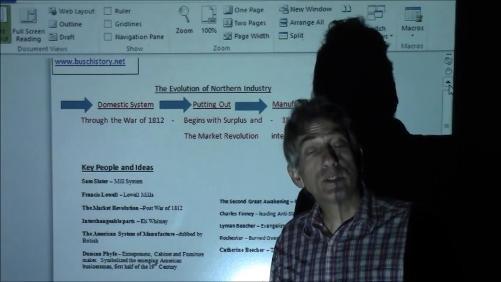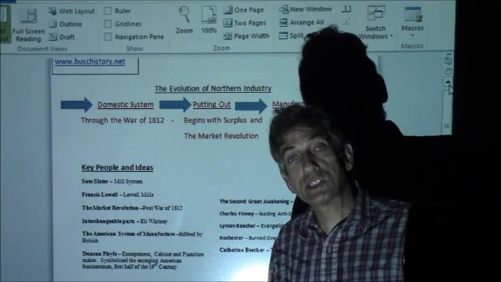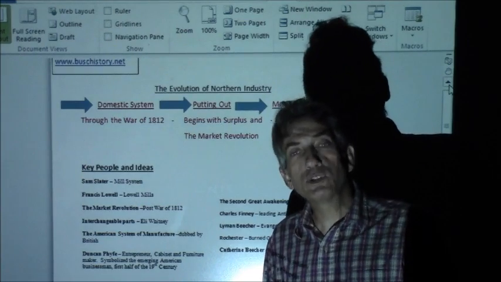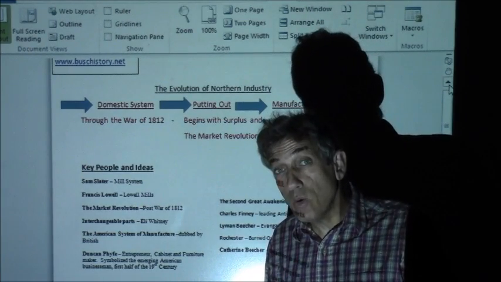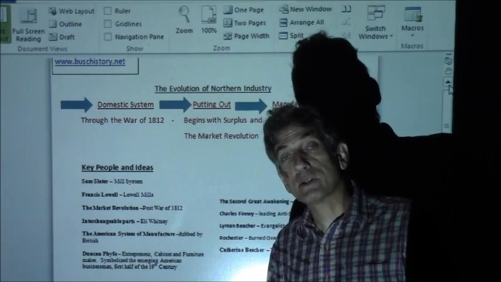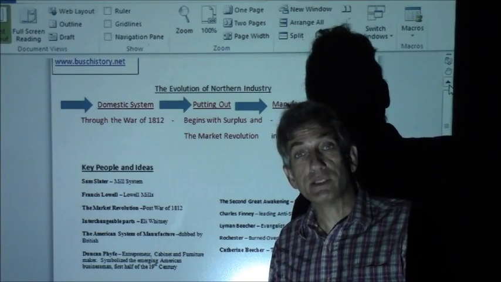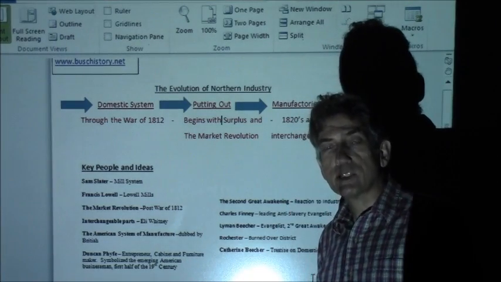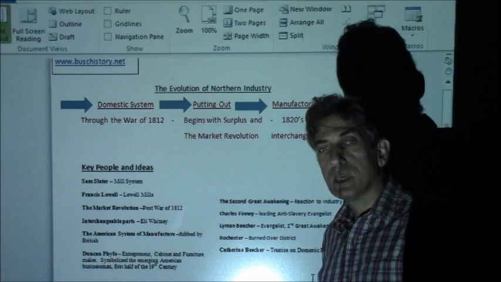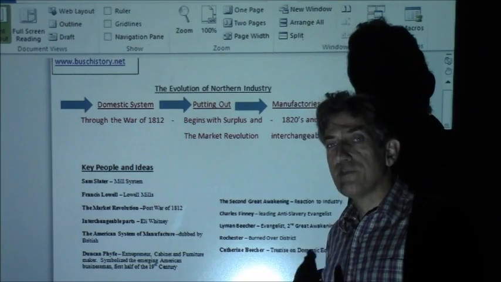And the British are going to dub this the American system of manufacturing. Not to be confused with Henry Clay's American system, although without Henry Clay's American system we couldn't have this factory system in the United States. The American system of manufacturing has to do with interchangeable parts and the development of factories.